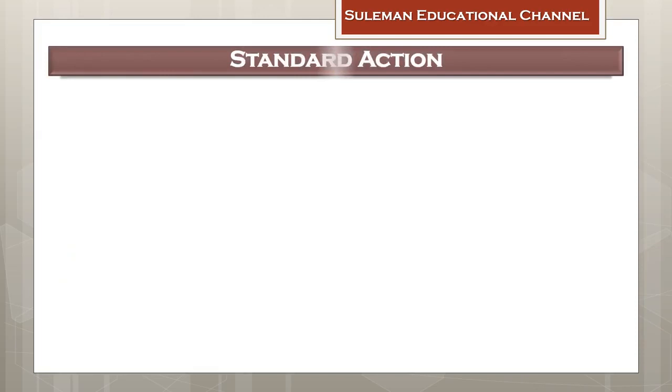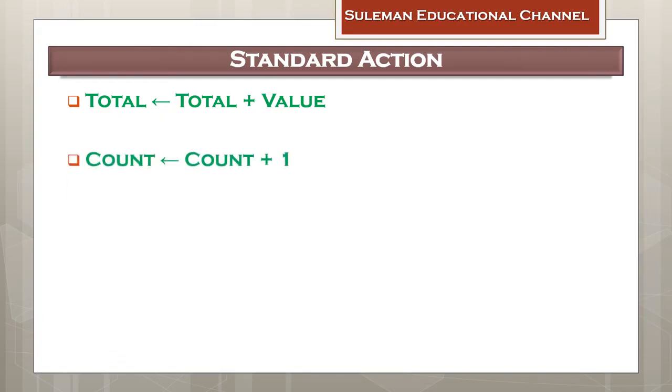Now we will discuss some of the standard actions used in pseudocode. The first standard action is total, which can be written as total assignment operator total plus value. For example, keeping a running total of the value of goods sold in a supermarket. The second standard action is count, which can be written as count assignment operator count plus 1. For example, keeping a count of the number of times an action is performed. It is mostly used in loops.